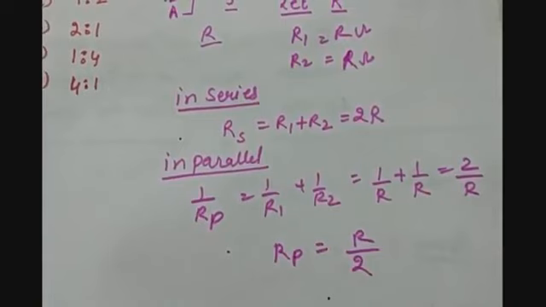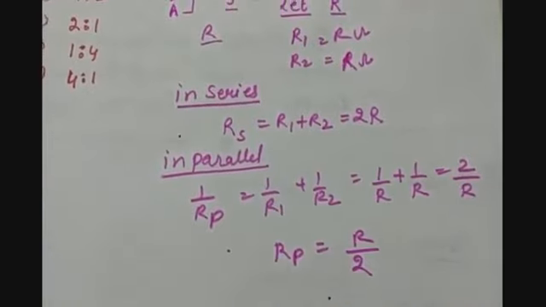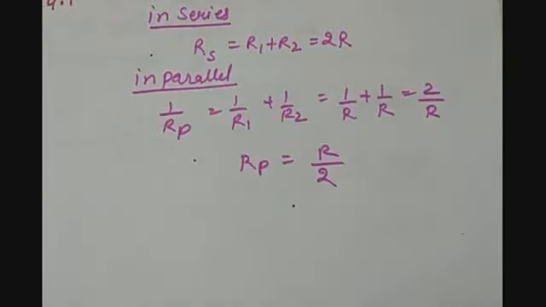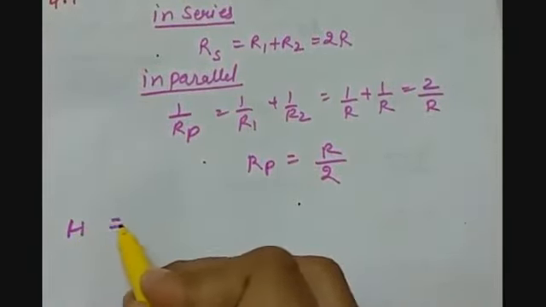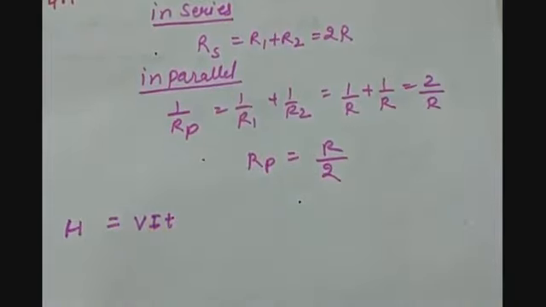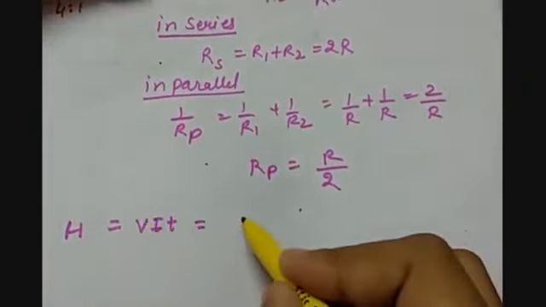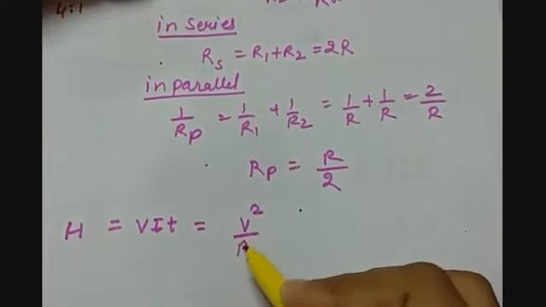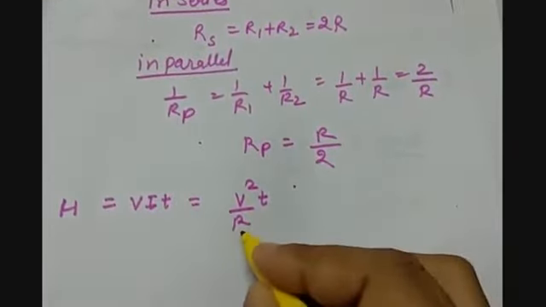Now we have got the resistances, so let us calculate the heat produced in series and parallel. We know heat produced has the formula VIT, but current is not given here, so we'll have to use the modified form of this formula, which is V square by R into T.